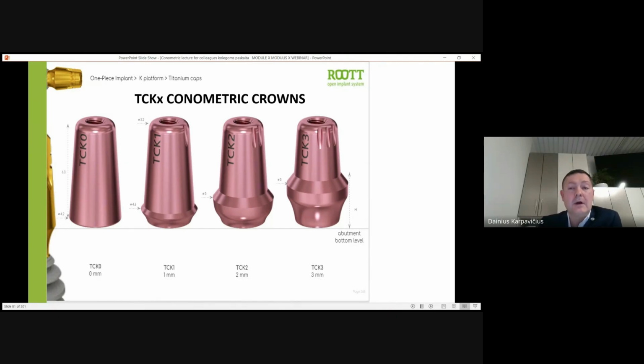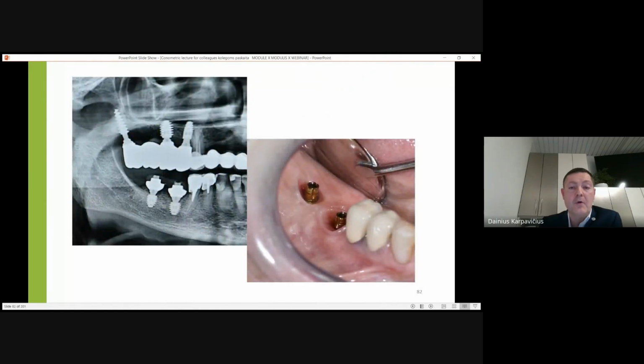So, as I said, with conometric crowns we have even up to 3 millimeters of height. Here you see again submerged implants, quite deeply submerged, because I like to submerge. The second fresh case I showed today, Dr. Salman, is my mom. I put in her premolar today.